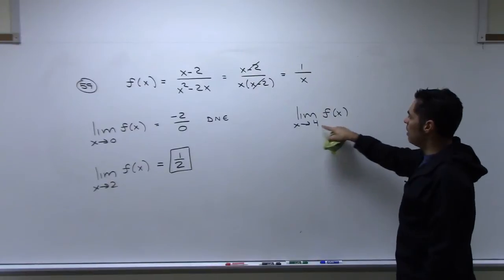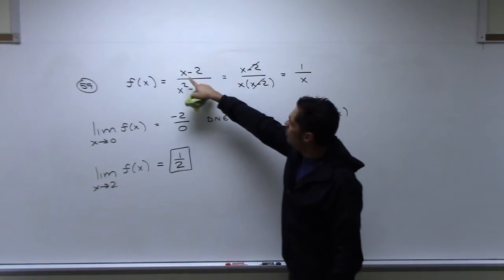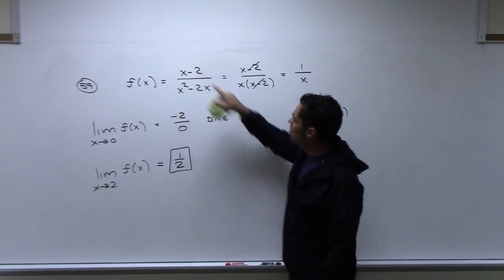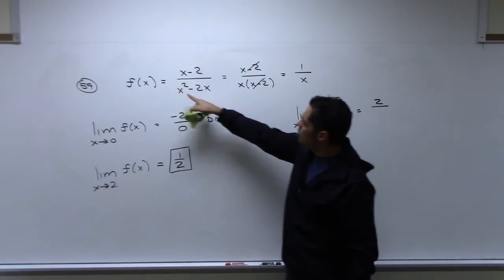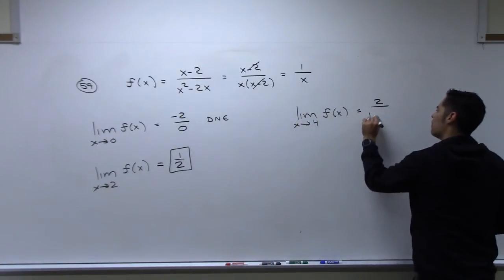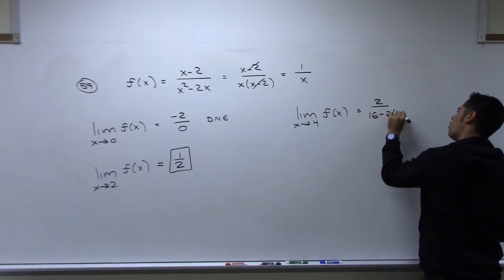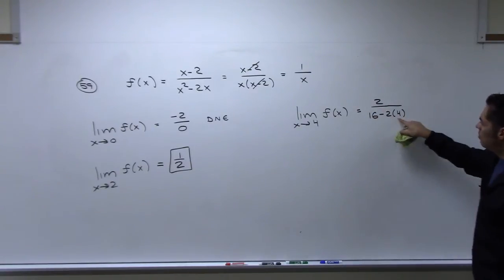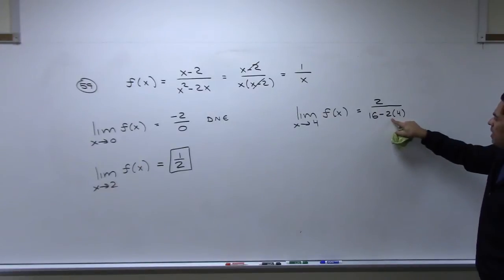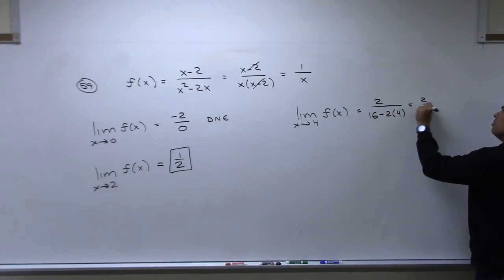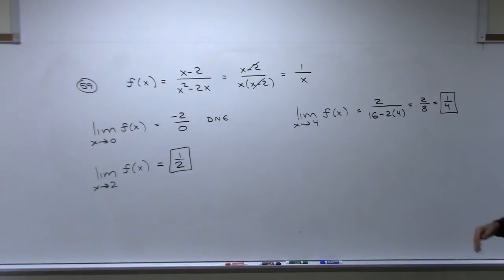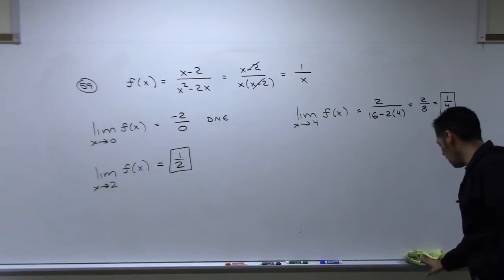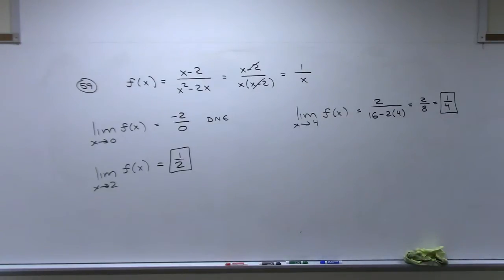Now let's try and plug in 4. If we plug in 4 on the top, 4 minus 2 is 2. And then 4 squared is 16 minus 2 times 4. So 2 times 4 is 8. So you get 16 minus 8, that's 8. You get 2 eighths, which is 1/4. Notice we didn't have any problems. No division by 0, no 0 over 0. So that's the limit. There's no work to be done.